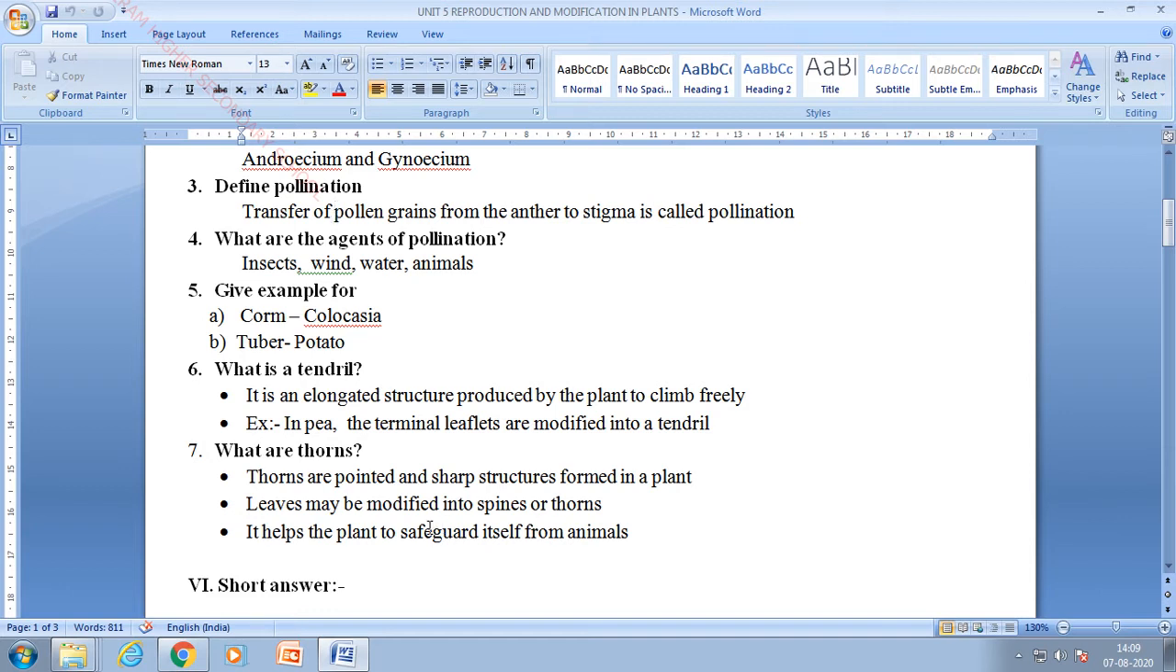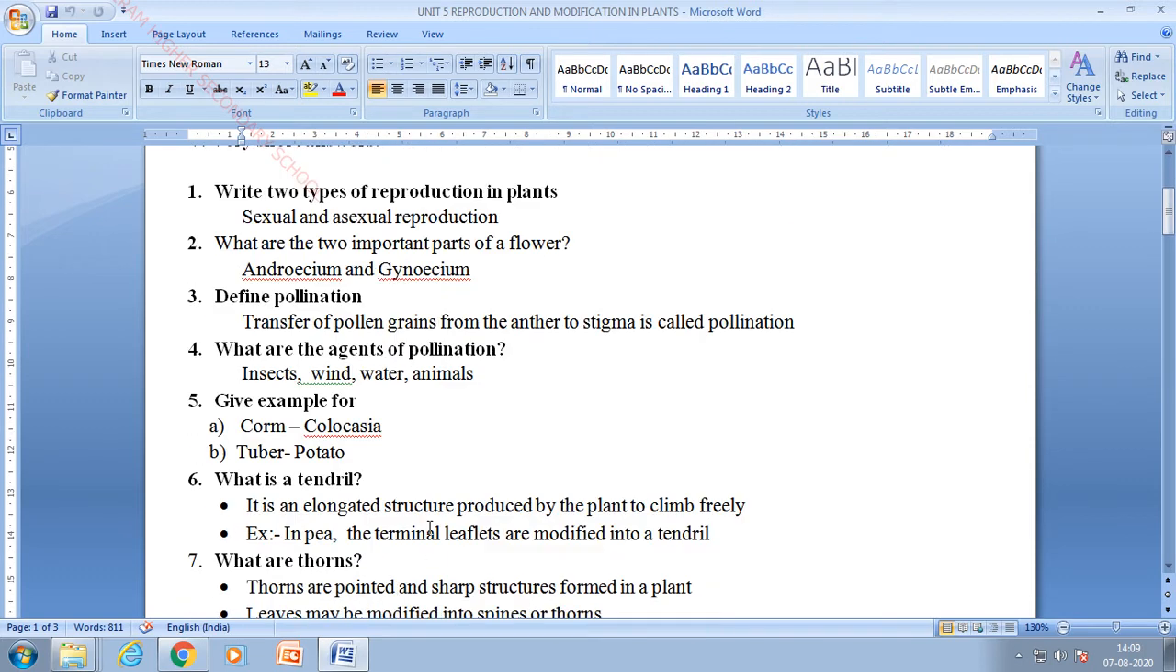Okay, so this is all about your very short answers. So once again I'll repeat the answers. Write two types of reproduction in plants: sexual and asexual reproduction. What are the two important parts of a flower? Androecium and gynoecium. Define pollination. Transfer of pollen grains from anther to stigma is called pollination. What are the agents of pollination? Insects, wind, water, and animals.